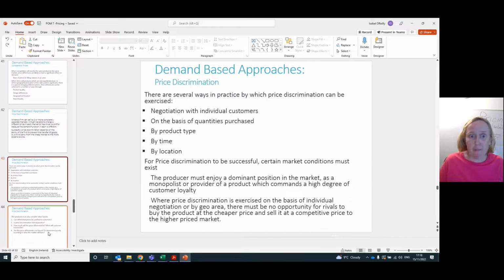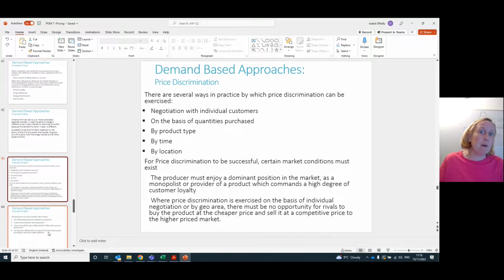Different product types. Time. So at different times of year, we might have deals going on. We might have stock clearance sales. If we're a high street shop, we might have sales in January and that sort of thing. Or Black Friday sales. So that's all time: differences in price according to time. So, when they bought it.